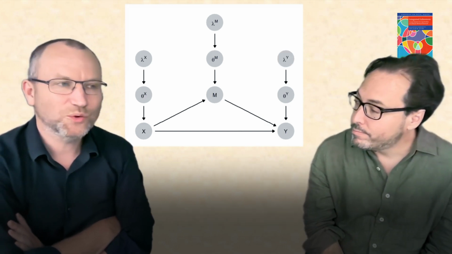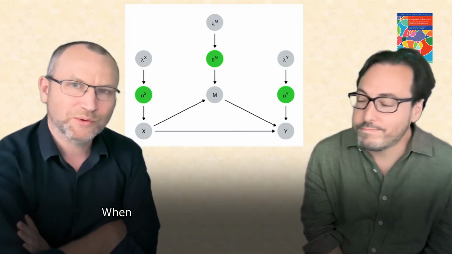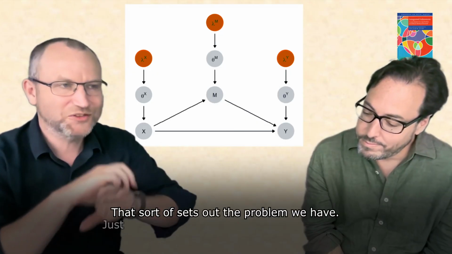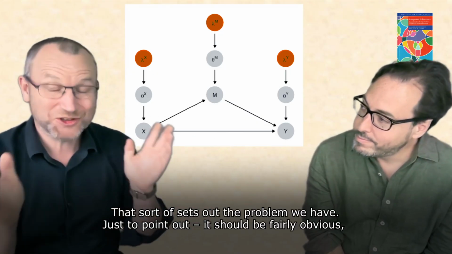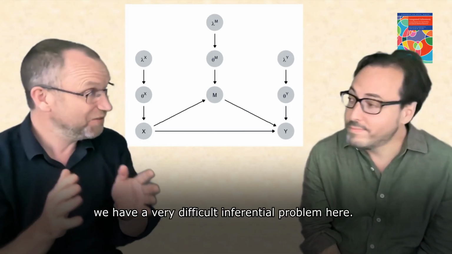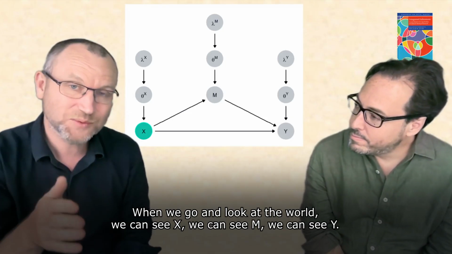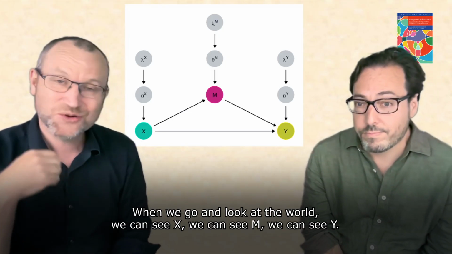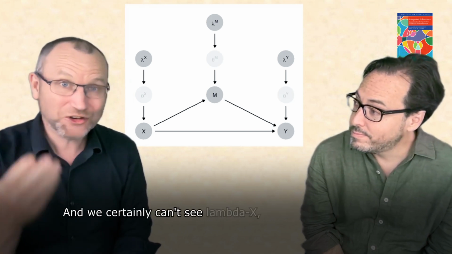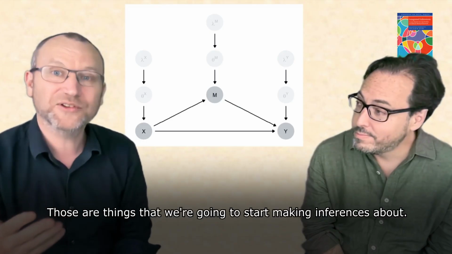Right. So when we're asking case level questions, we want to ask about the thetas. When we're asking population level questions, we want to ask about the lambdas. That sets out the problem we have. It should be fairly obvious that we have a very difficult inferential problem here, in that when we look at the world, we can see x, we can see m, we can see y. We can't see theta x, theta m, theta y. And we certainly can't see lambda x, lambda m, or lambda y. Those are things that we're going to start making inferences about, right?